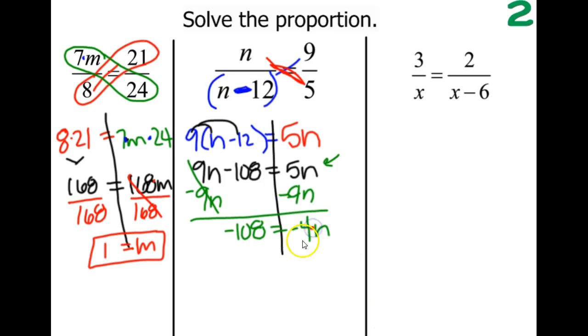And then our last step, the opposite of multiplying, is going to be divide by -4. Two negatives, multiply or divide, make a positive. So if I divide by -4, I get a positive 27.